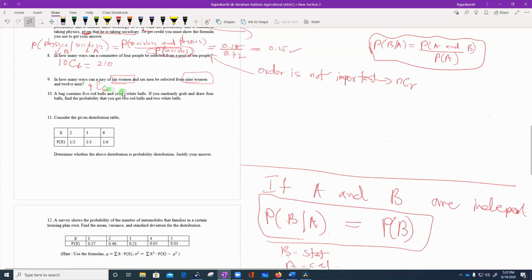Then you need to multiply by the second experiment. Keep on multiplying by your number of experiments. I'm simply using here the counting principle, k1, k2, k3 formula, right? Remember, I'm doing 2 experiments. Therefore, I will have 2 numbers, k1 and k2. My k1 is now 9C6. But what is my k2? The second experiment is choosing men. How many men do we need? 6. 12C6, yes.